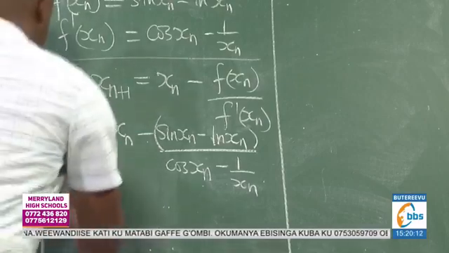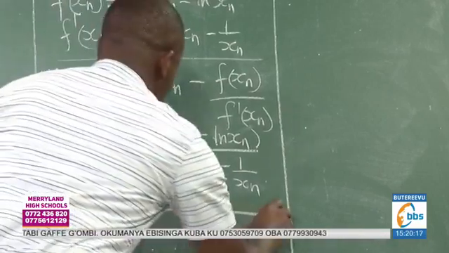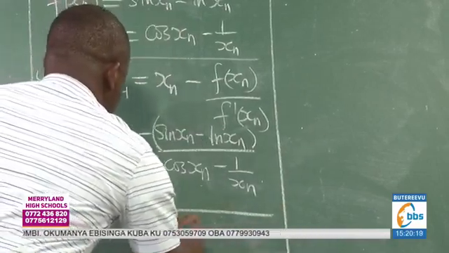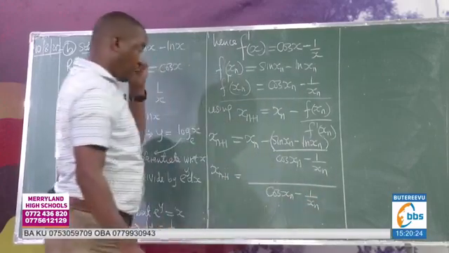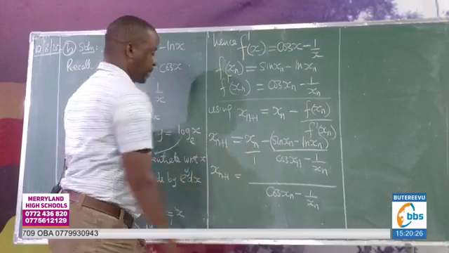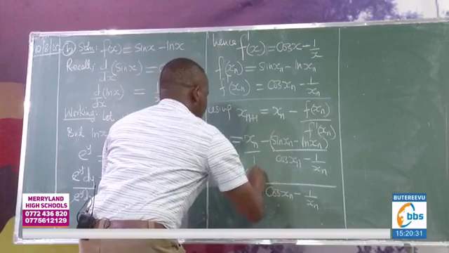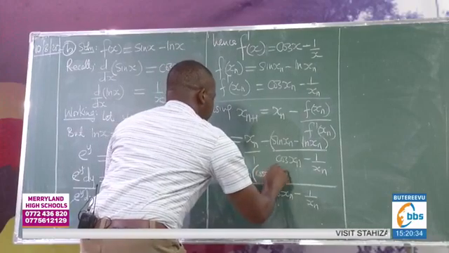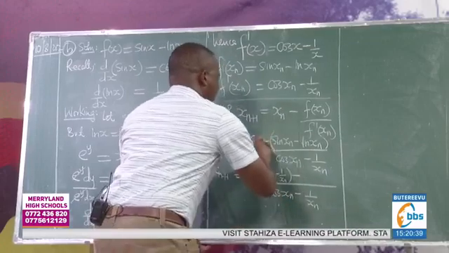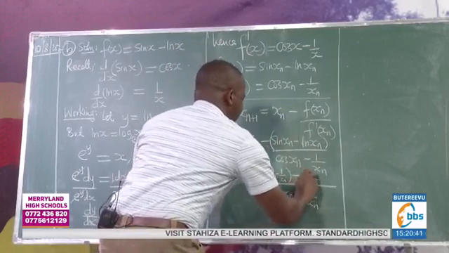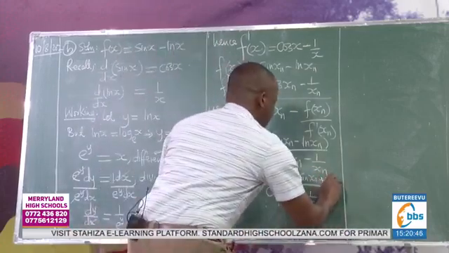We take the LCM. x_{n+1} will therefore be equal to, our LCM is cos x_n minus 1 over x_n. If we divide it here, we shall have our x_n into the cos of x_n minus 1 over x_n minus, times sine will become minus the sine of x_n and plus ln of x_n.